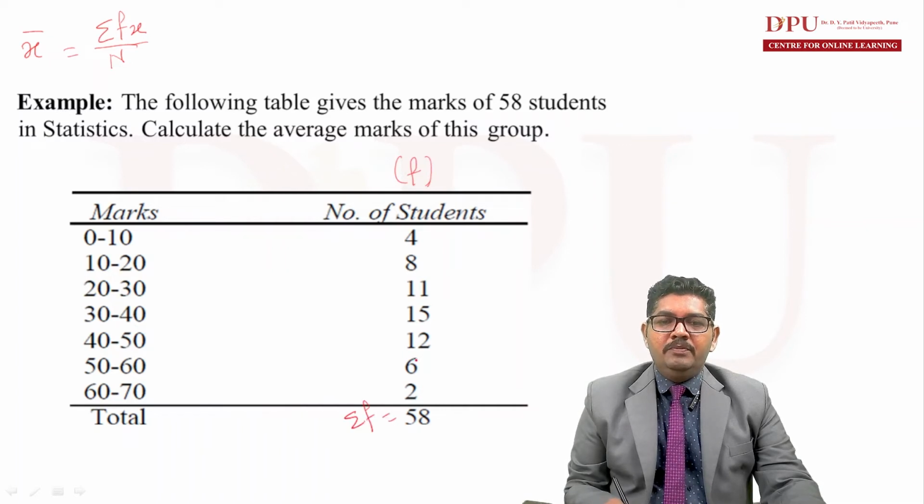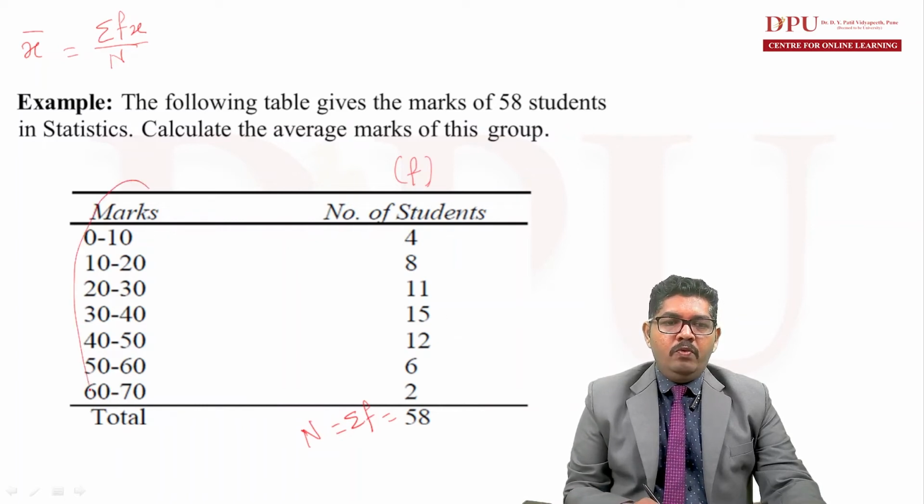So addition of these frequencies is also given here, 58. So we have got the value of n, because we know that for a frequency distribution n is equal to summation of f. Now what else do we need? Summation of fx, summation of multiplication of f and x. So these are f values, but what is the x value?